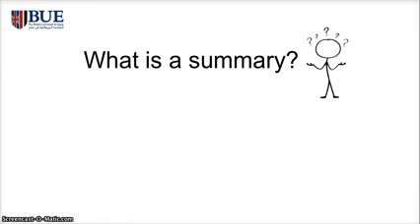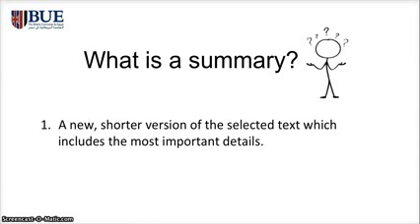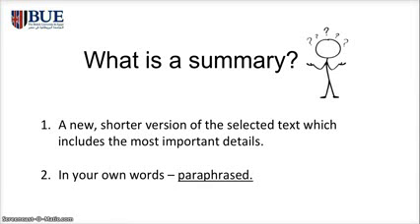Let's begin with summarizing. Depending on the task, you will read many sources and select particular areas that need to be integrated into your assignment. You need to then write a shorter version of the selected text, which will focus on the most important details. You will also be expected to paraphrase the original words, which we will get to shortly.